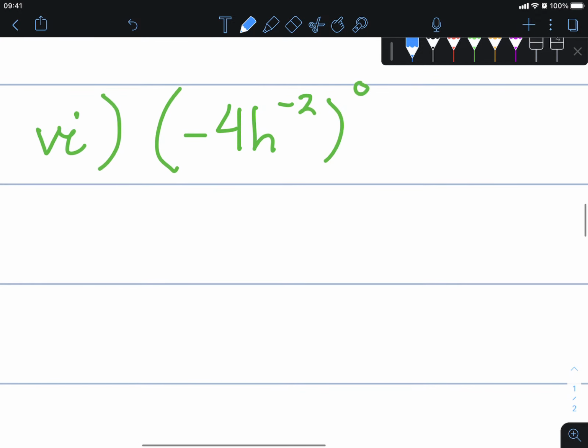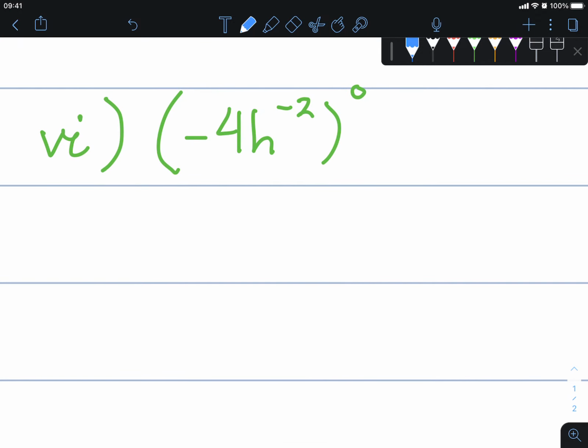Moving right along. This is the same situation. We have everything to the power of 0. Well, this means that everything just becomes 1.